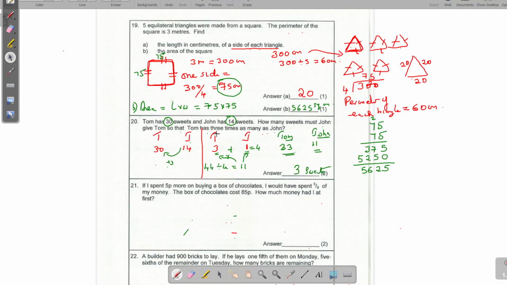So what we did was we worked out the ratio here for Tom and John. That is what we want to find. We already know this is what they have, but this is what we wanted to get. So therefore John has got to give 3 sweets. Question 21.